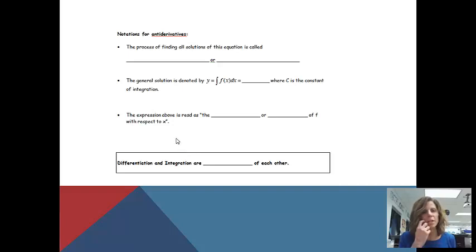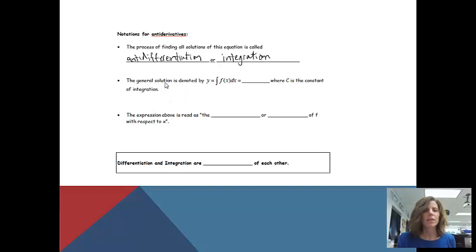Some notations for antiderivatives. The process of finding all solutions of this equation is called anti-differentiation. Remember before when we took the derivative we called it differentiation. So this would just be called anti-differentiation. Another thing that is very common, and you'll hear me use this a lot, is the word integration.